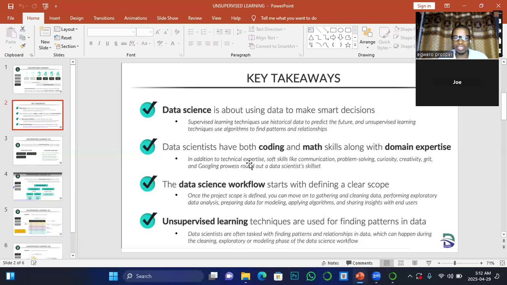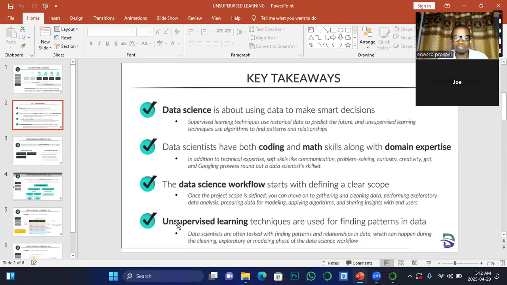So in addition to technical expertise, soft skills like communication, problem solving, curiosity, creativity, and Googling prowess round out the data scientist skill set. So all these are things we have already highlighted. That's part of the skill set the data scientist should have. Then another takeaway is that the data science workflow starts with defining a clear scope. That one was also pointed out in the course of the last class training.